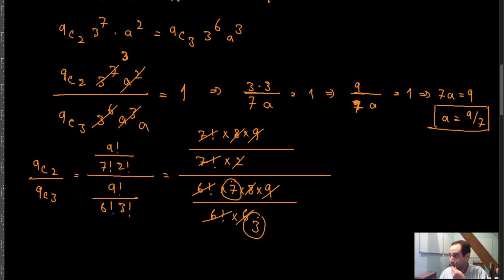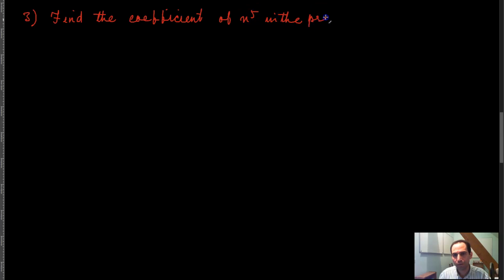Okay. Question number 3, we have: find the coefficient of x raised to the power 5 in the product using the binomial theorem. So we want to find the coefficient of x raised to the power 5 in the product 1 plus 2x raised to the power 6 times 1 minus x, whole raised to the power 7, using the binomial theorem.